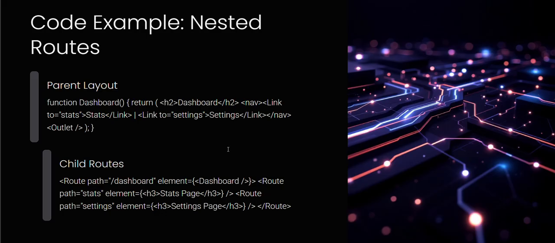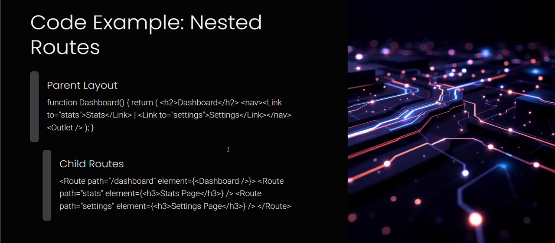Dashboard h2 displays the title Dashboard. Nav is the navigation bar with links. One link goes to the stats page, another link goes to the settings page. Outlet is a special placeholder where the child route's content will be shown. Think of it like a parent layout that contains the header and navigation, and the child pages appear inside it.